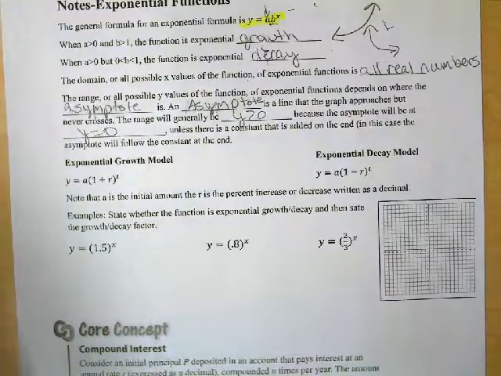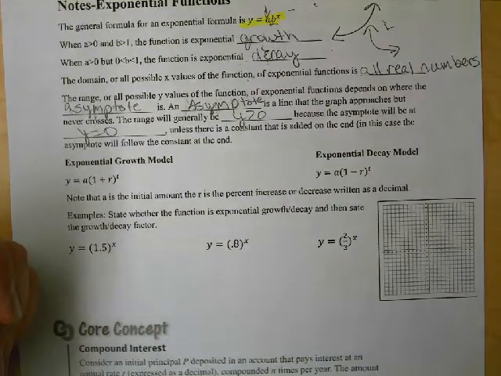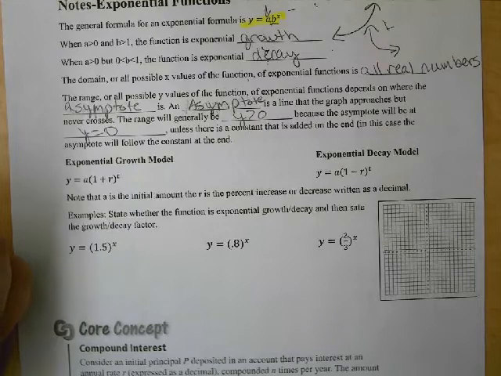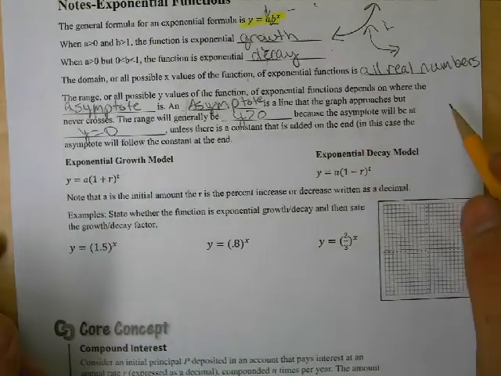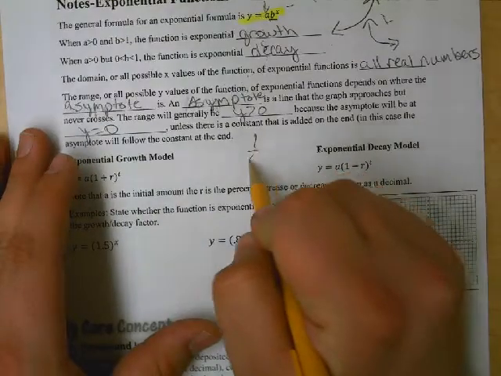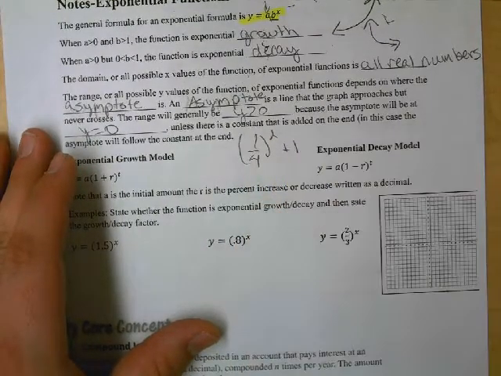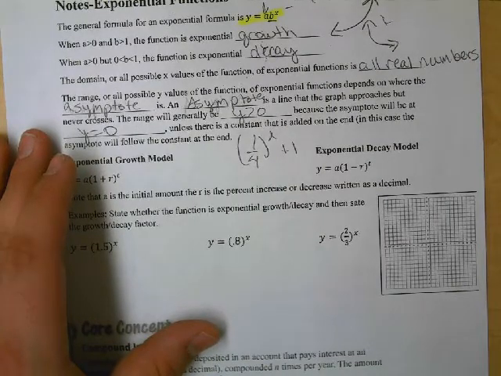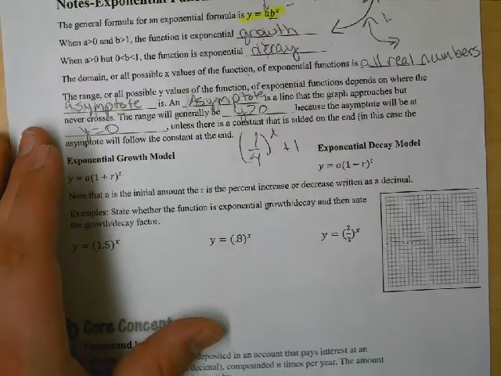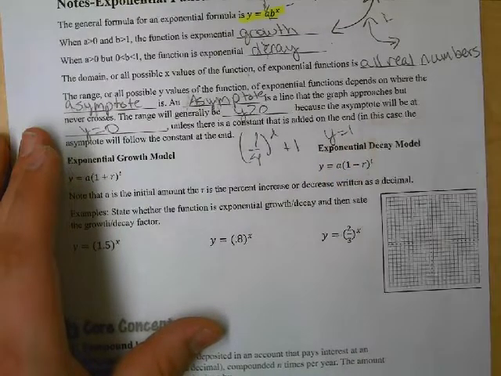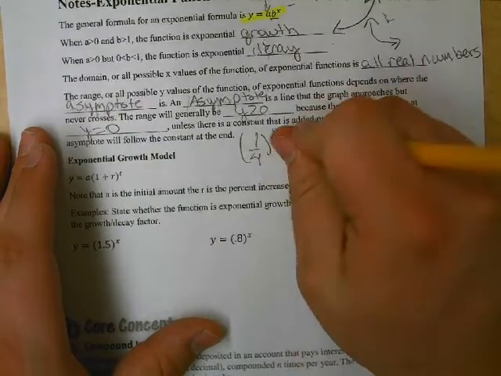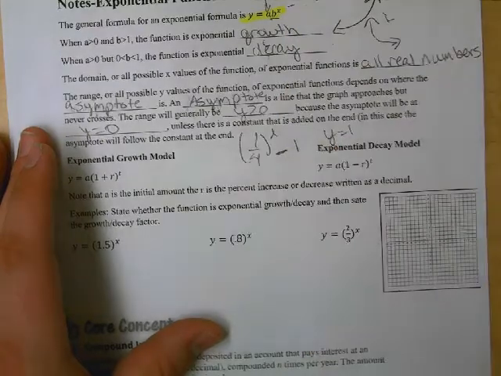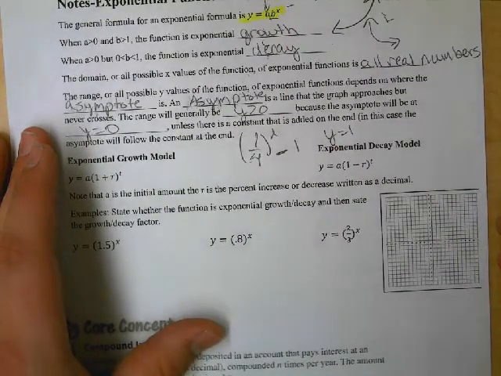Unless there is a constant that's added at the end of the function. In this case, the asymptote will follow the constant at the end. Do you guys remember that last example, I think it was something like 1/4 to the x plus 1? This one, the asymptote actually moves up 1 and it would be at y equals 1. If this was negative 1, where would the asymptote be at? Yeah, y equals negative 1.